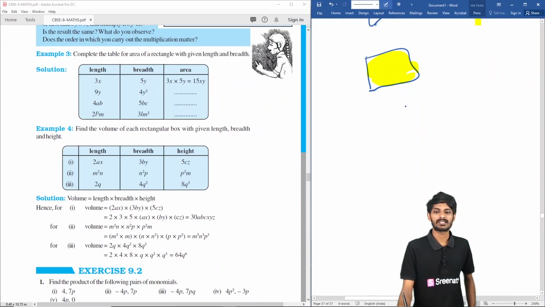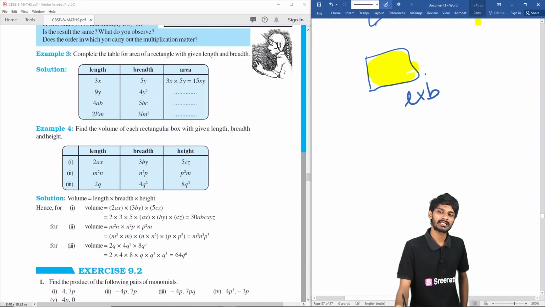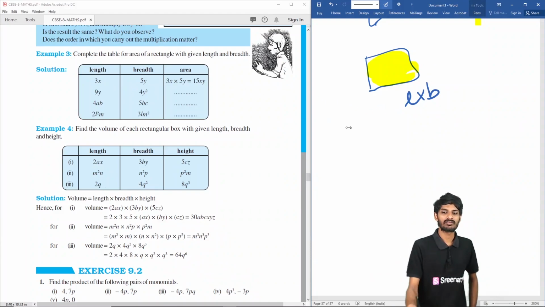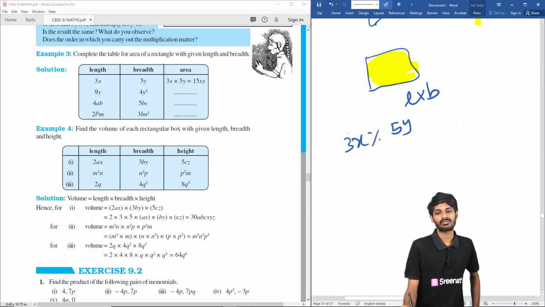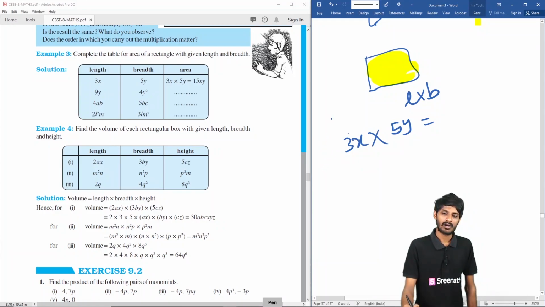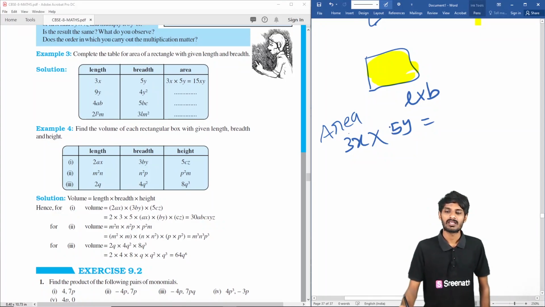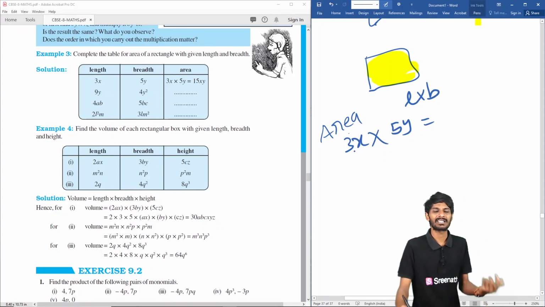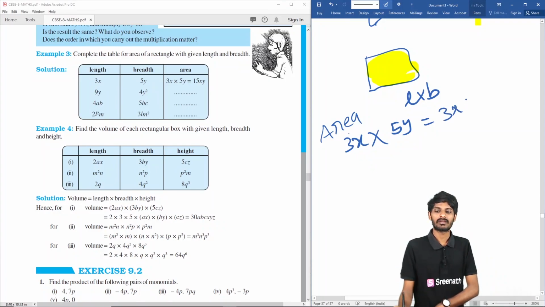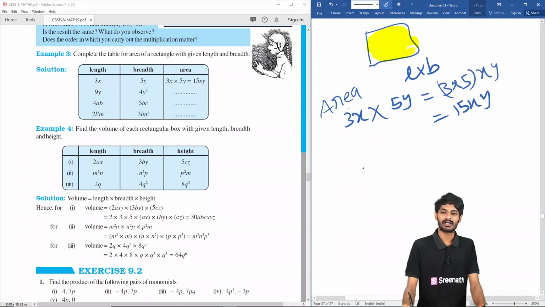We know the formula is length into breadth, simply multiplying the length with the breadth. Here they have given 3x as the length and 5y as the breadth. If you want to get the area, how to do it? We have to multiply 3x into 5y. It is a multiplication of two monomials. So 3x into 5y means 3 into 5 into xy. So 5 3s are 15xy. That's it, students.